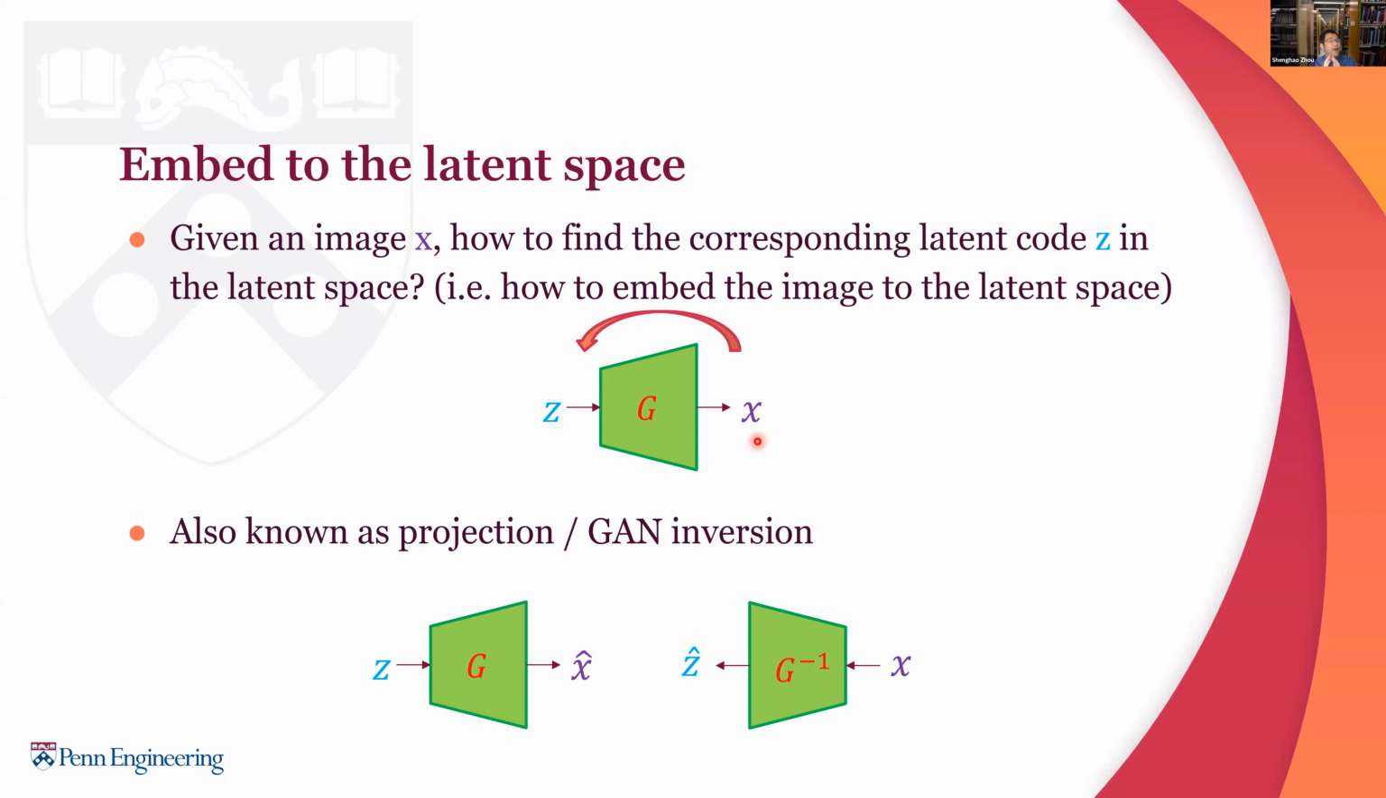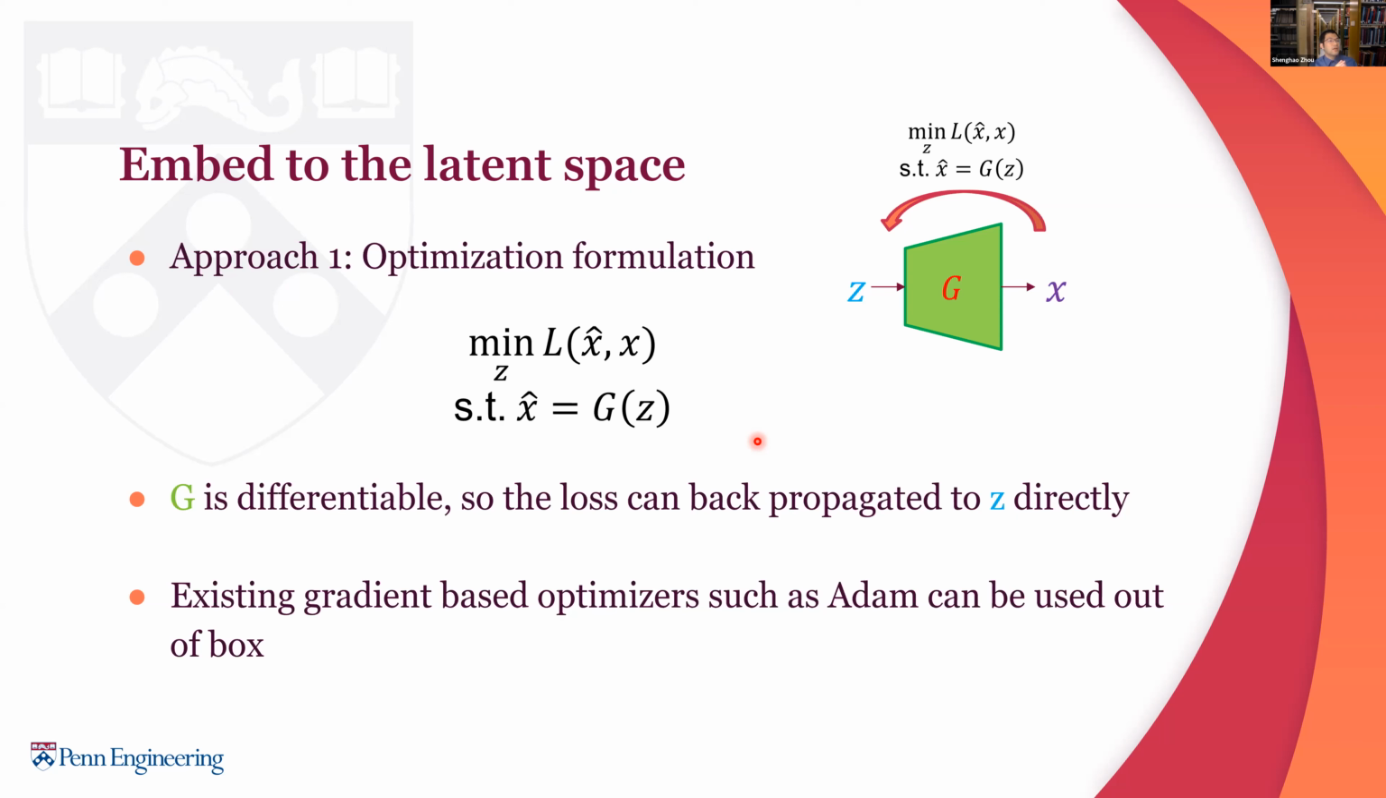Let's talk about the embedding itself. What is embedding? Given an image X, we want to find its corresponding latent code Z. How can we solve this problem? One way is to formulate it as an optimization problem. It's quite simple: we want to minimize the loss between the generated image and the real image. In this formulation, since G is differentiable, the loss L can backpropagate to Z directly. The optimization can be really easy because we can use an existing gradient-based optimizer out of the box.